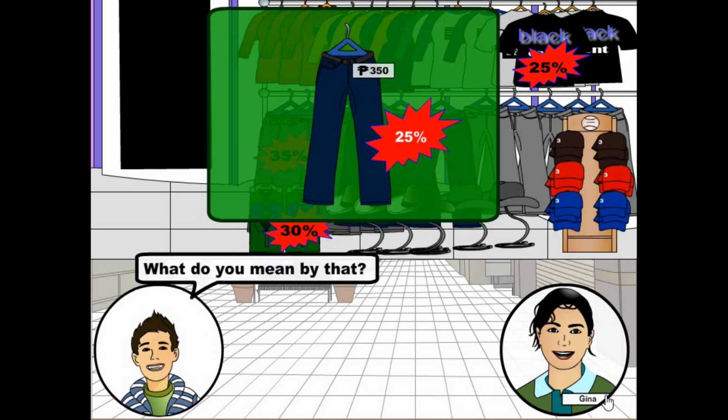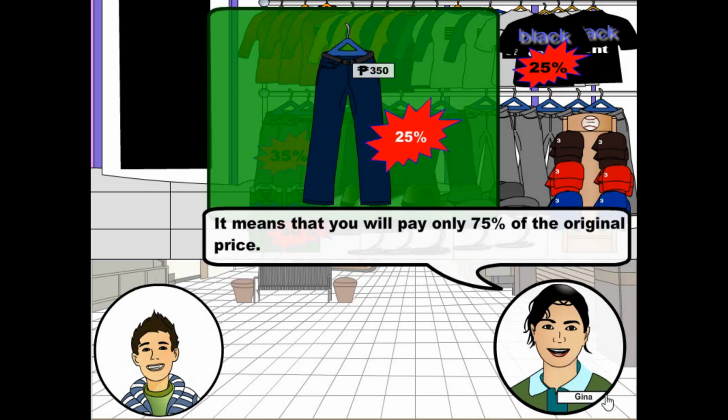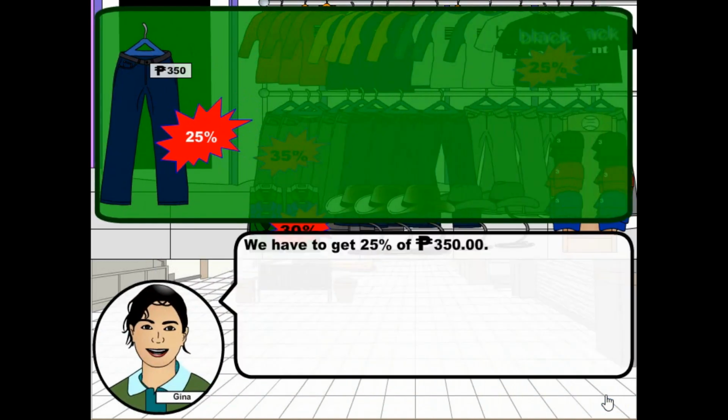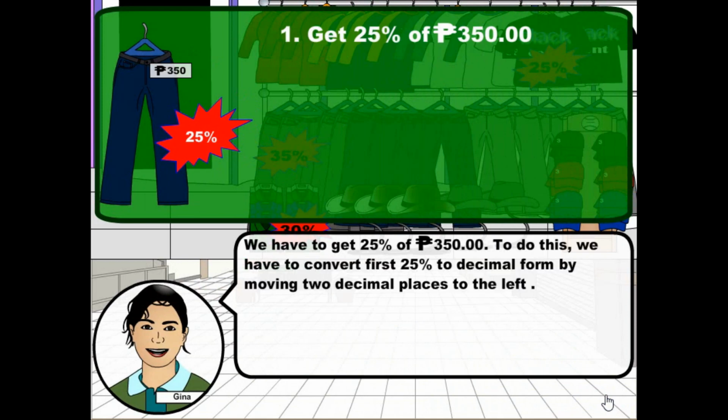What do you mean by that? It means that you will pay only 75% of the original price. Let me show you how it is computed. We have to get 25% of the 350 pesos. To do this, we have to convert first 25% to decimal form by moving 2 decimal places to the left.